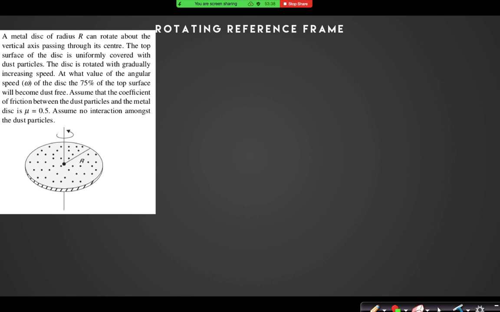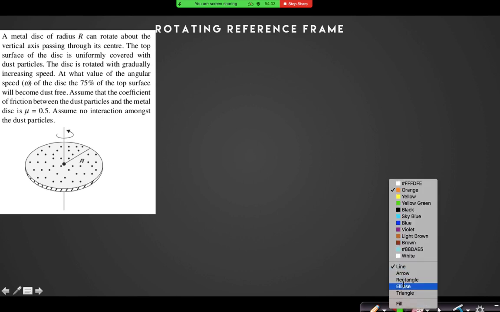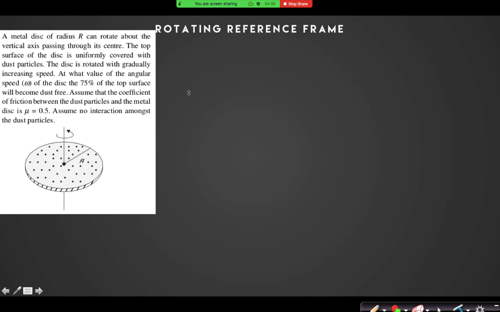Now first tell me which dust particles will first fly off the disc. Are they radially away from the center or close to the center? Away from the center, right? Sir, is the answer for this root over 10 by r? Yes, sir. Root over 10 by r. Yes, good. If you can understand this one, it is not a tough question again.